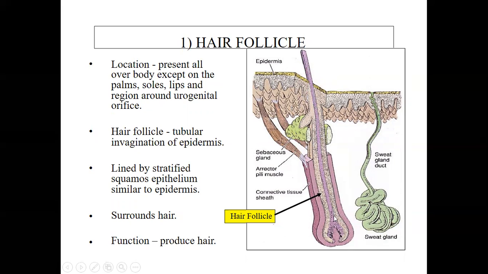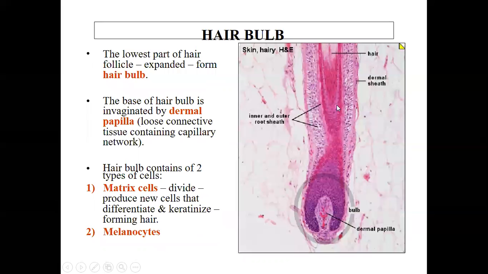In the middle here we have the hair. Its function is to produce hair. And then the hair bulb. This is the hair bulb, located at the lowest part of the hair follicle. The lowest part of the hair follicle is expanded, and whenever it expands, it forms the hair bulb. This is the whole structure of the hair bulb.